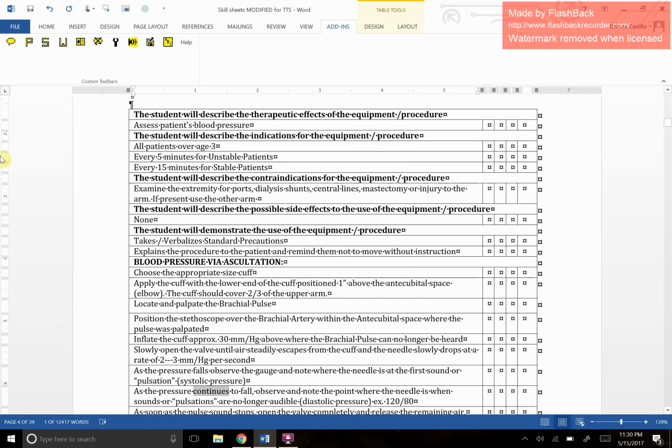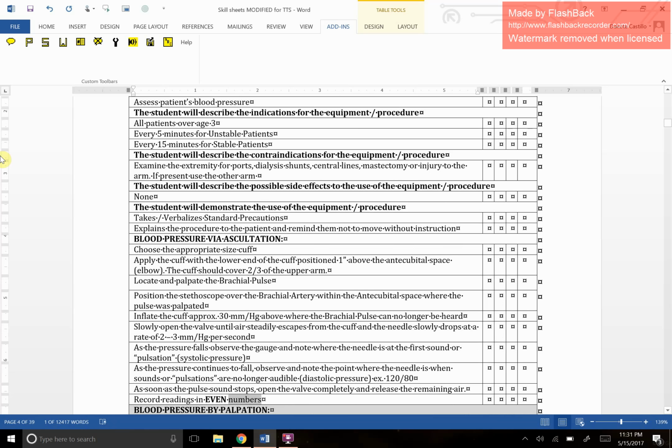As the pressure continues to fall, observe and note the point where the needle is when sounds or pulsations are no longer audible, diastolic pressure, for example 120/80. As soon as the pulse sound stops, open the valve completely and release the remaining air. Record readings in even numbers.